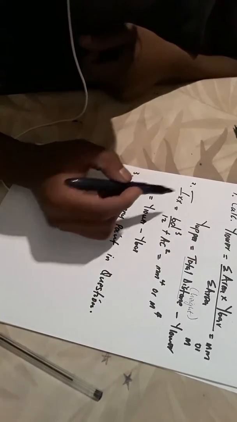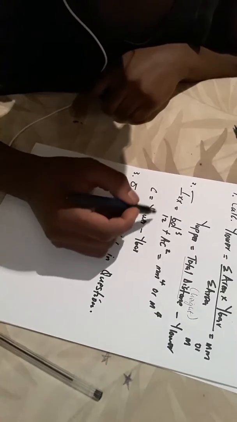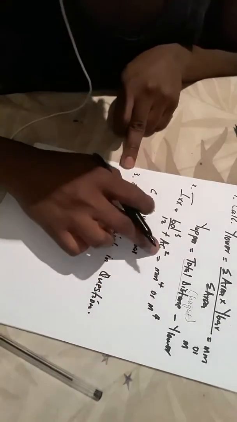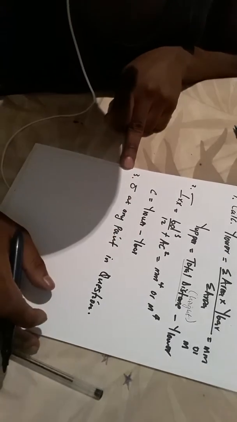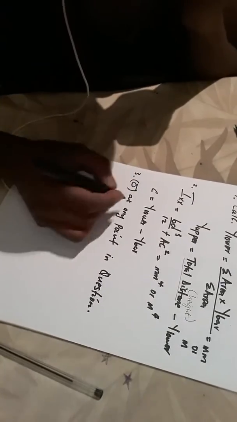Second thing you do, you calculate Ixx. So Ixx is equal to BD cubed over 12 plus AC squared. So C is y lower minus y bar. After you've calculated these two, then you can calculate shear stress at any point in question. So we're gonna do a quick example to show you how to calculate shear stress at any point in question.